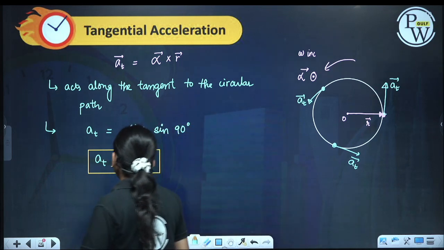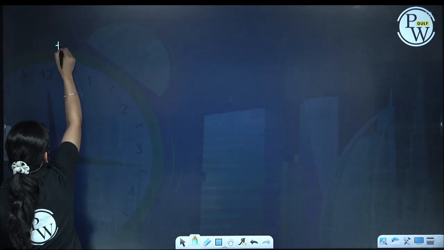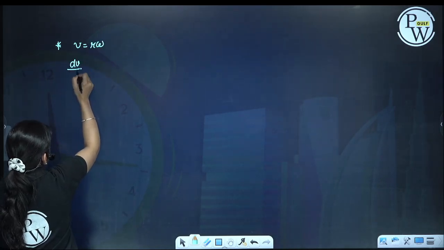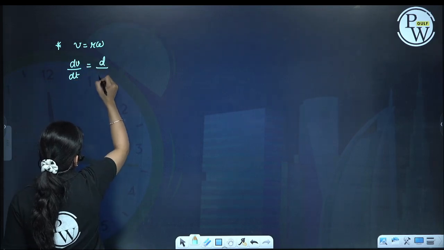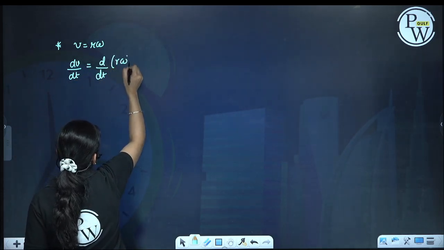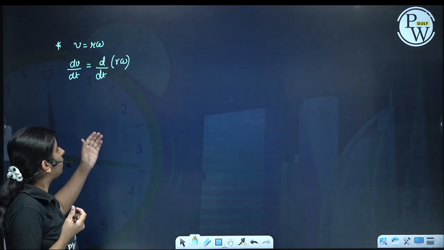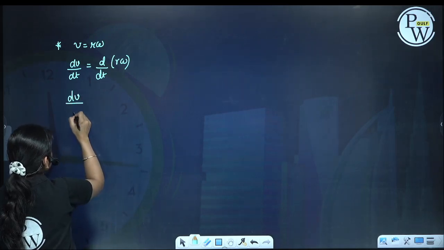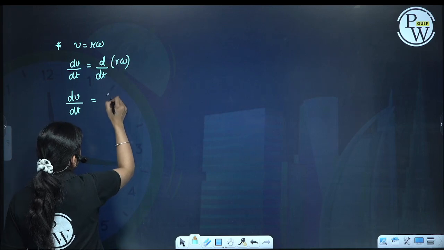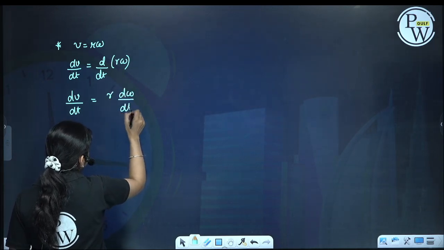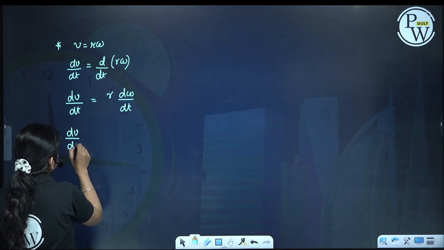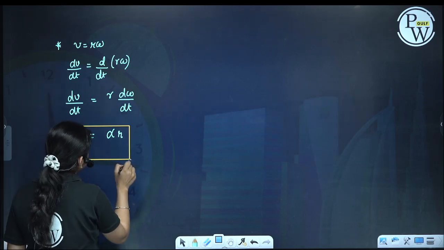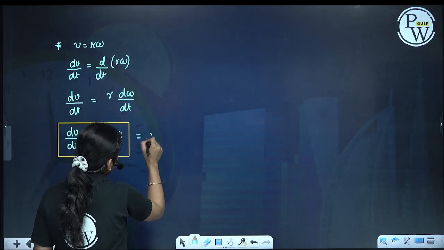Now we know that v is equal to r omega in magnitude. If we differentiate it, dv by dt will become d by dt of r omega. The magnitude of r is constant, so dv by dt is equal to r into d omega by dt. So dv by dt will become alpha into r, which is AT.